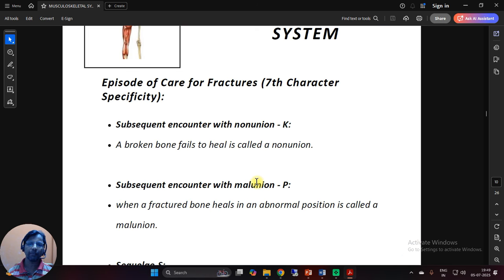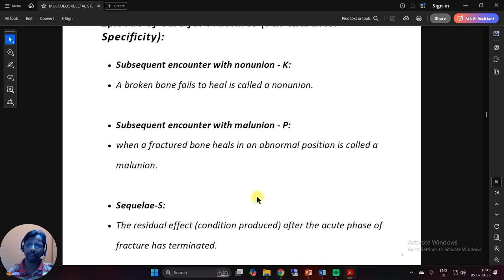Okay. Next, episode of care for fracture, seventh character specificity. Next one is K. Seventh character K: subsequent encounter with non-union. A broken bone that fails to heal is called a non-union. Okay. So in non-union, the broken bone fails to heal, and there is a gap between the two broken bones. That one you will call non-union, where you need to use K as the seventh character.